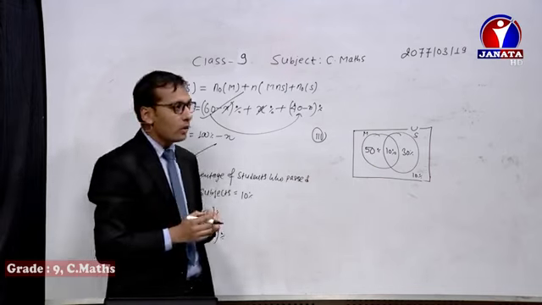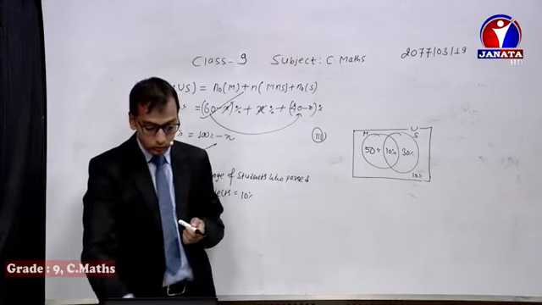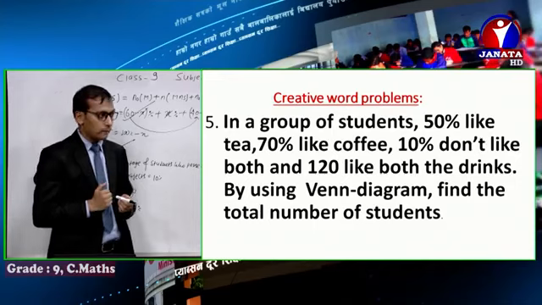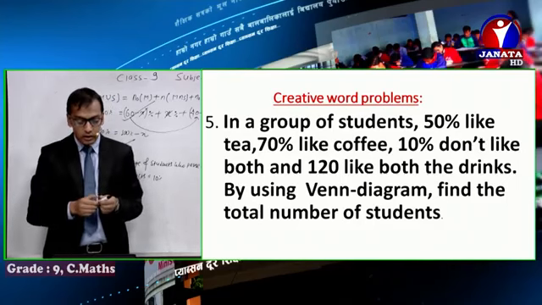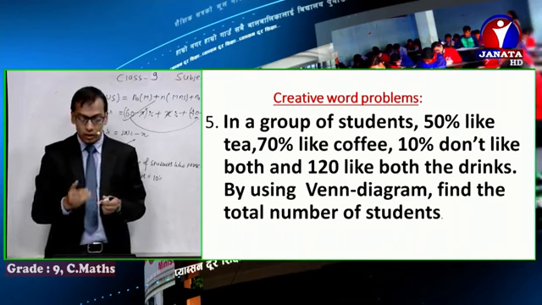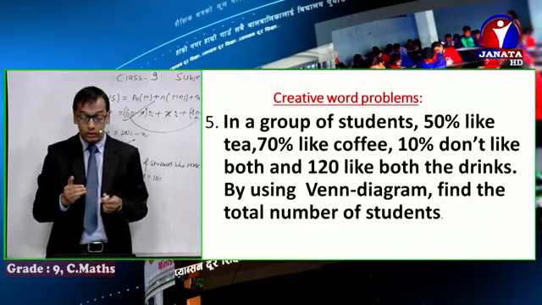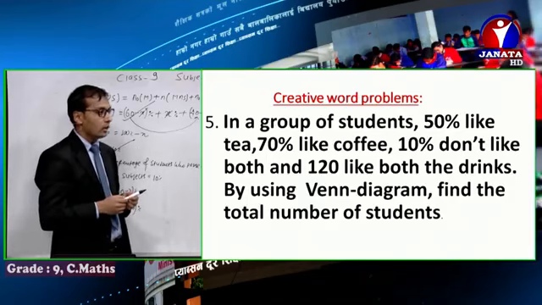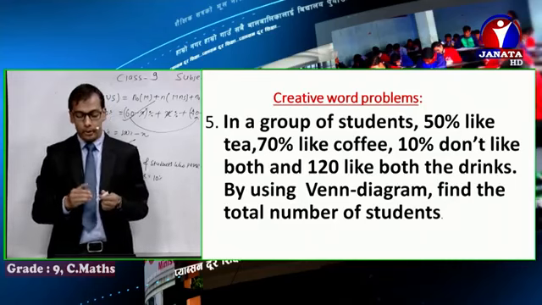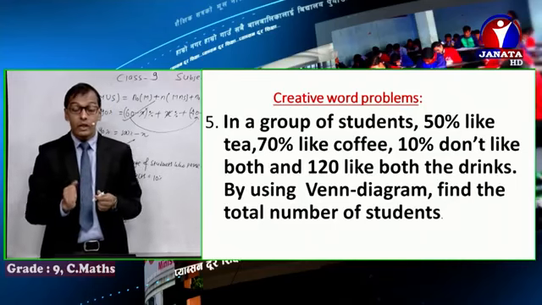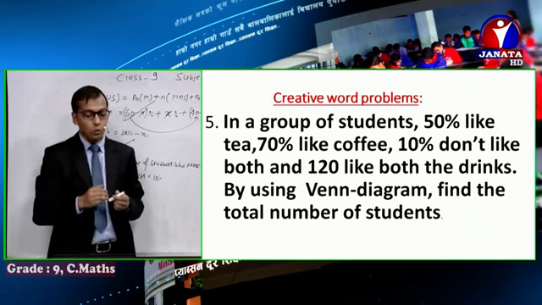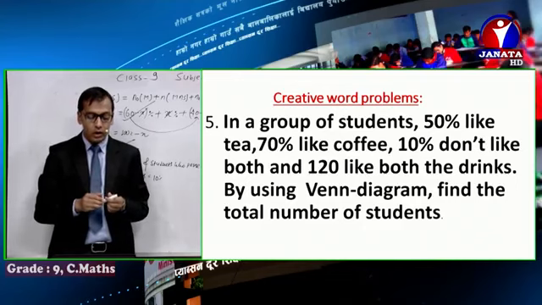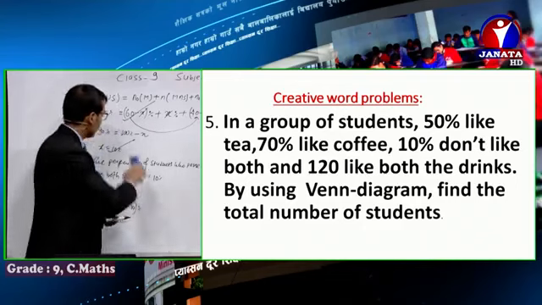So let me talk about the next question. Let's read the question now. Next question. In a group of students, 50% like tea, 70% like coffee, 10% don't like both, and 120 like both the drinks. By using a Venn diagram, find the total number of students. So this question is based on percentage and number, and we are asked to find the total number of students.